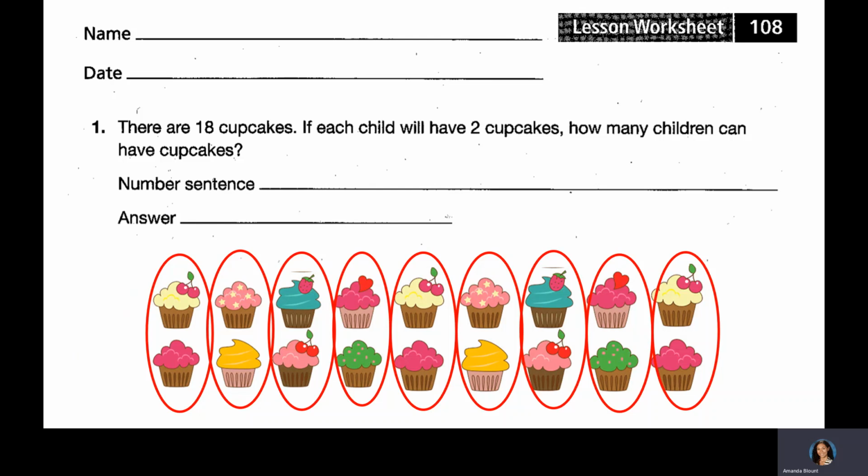Do you know how many children can have cupcakes? If you said 9 children, then you're correct. Here's what I did. I simply divided 18 by 2, and that gave me 9. You don't have to label your number sentence, but for your final answer, you have to label. You can pause the video here.